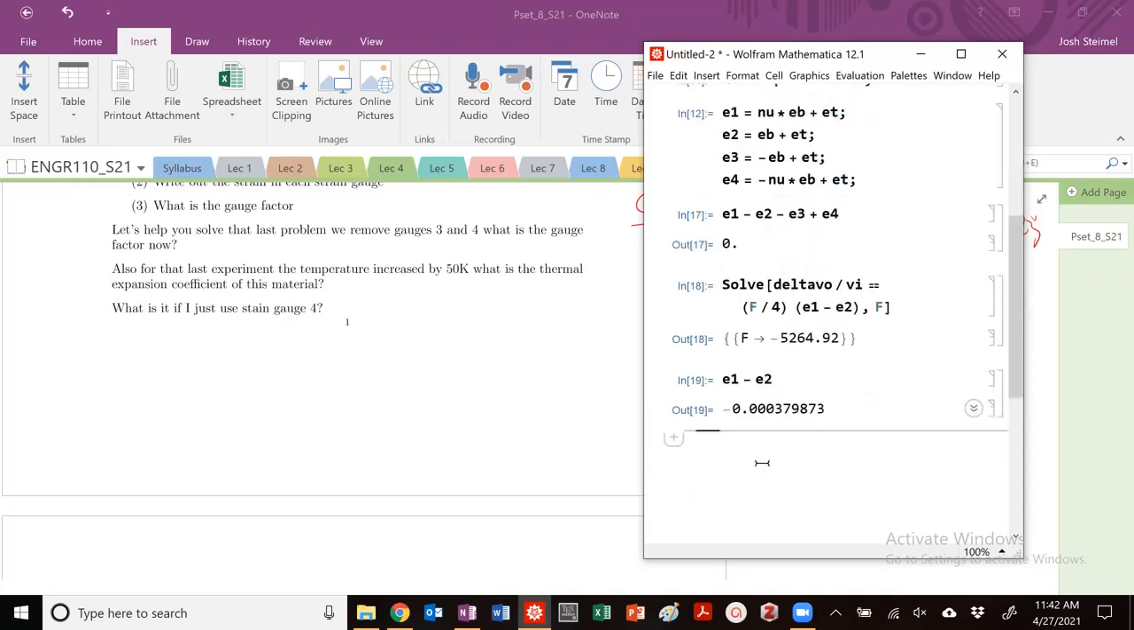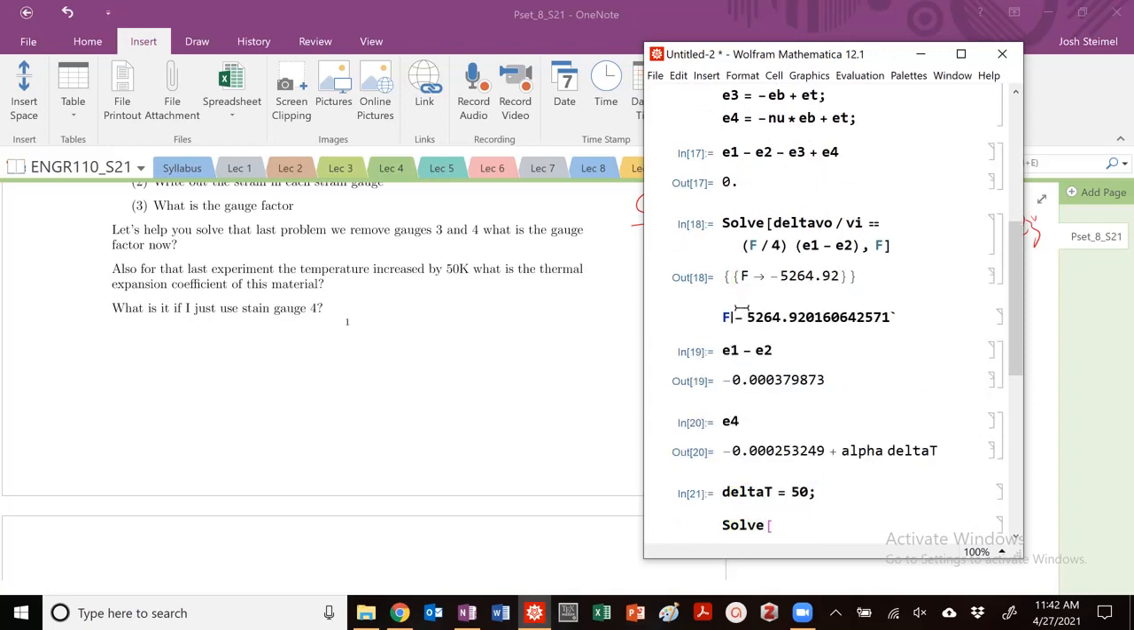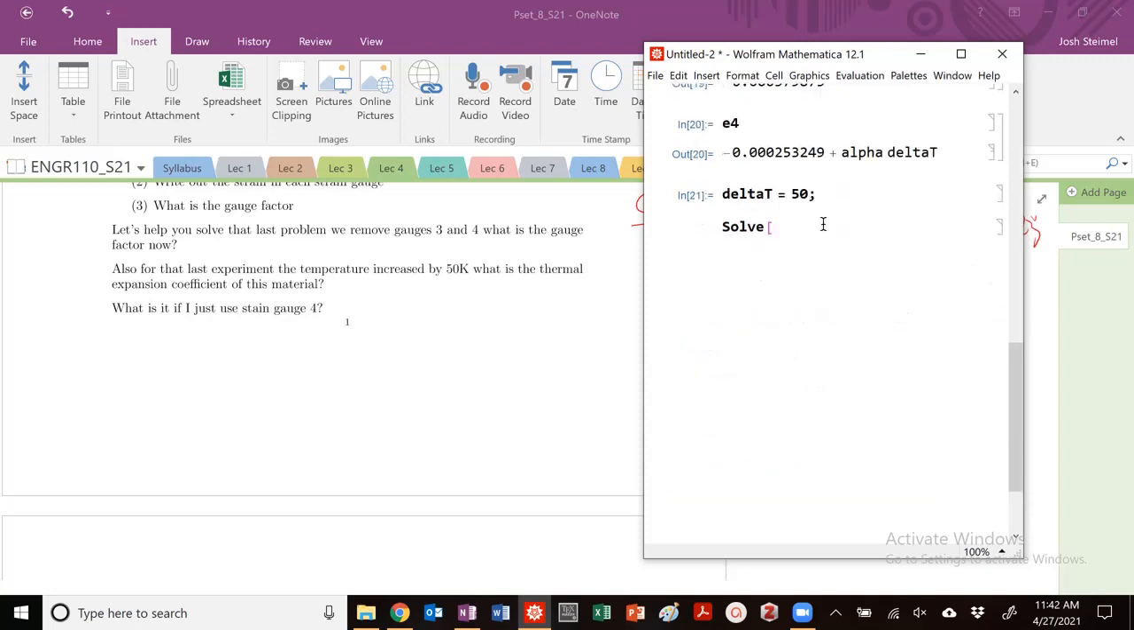Now, if I just use gauge 4, now I can solve for that value. So we're saying that delta T is equal to 50. So 50 right there. And now I want to solve, and we said that our F was equal to this, was our gauge factor. So let's assume that it's the same for this problem. So we solve for our gauge factor.